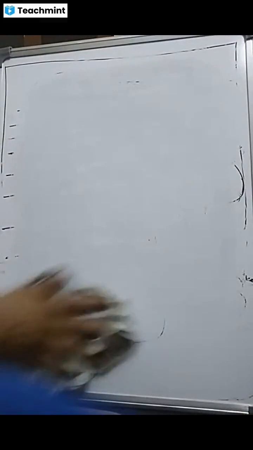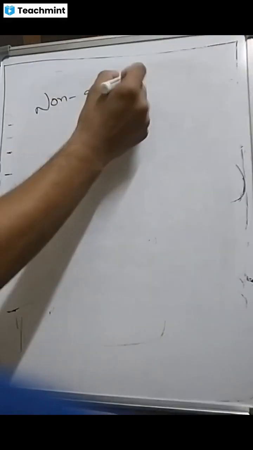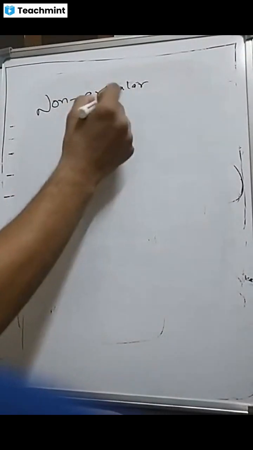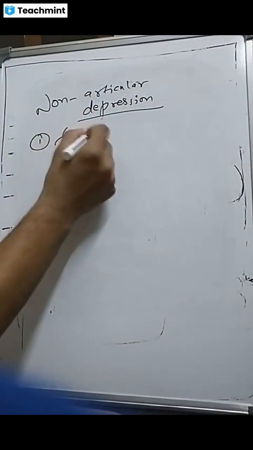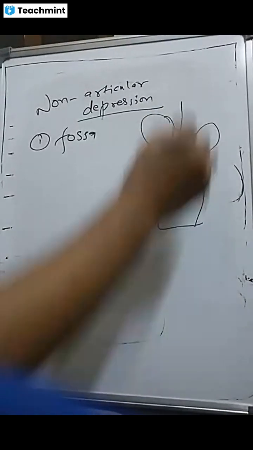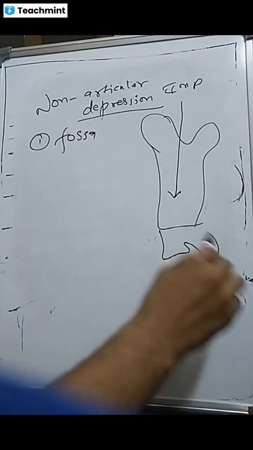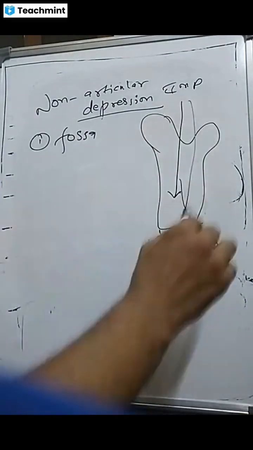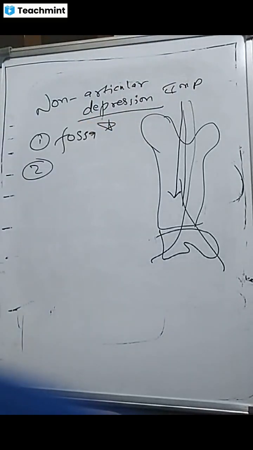After studying these processes, next are non-articular depressions. They are known as fossa. In case of femur, this fossa is one of the landmarks to enter for IM pinning, and it is also a landmark to exit for your cross pinning. It's a very important landmark, fossa.